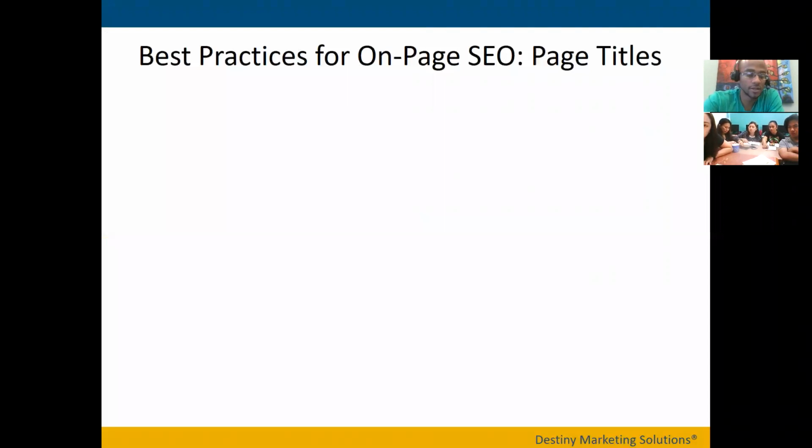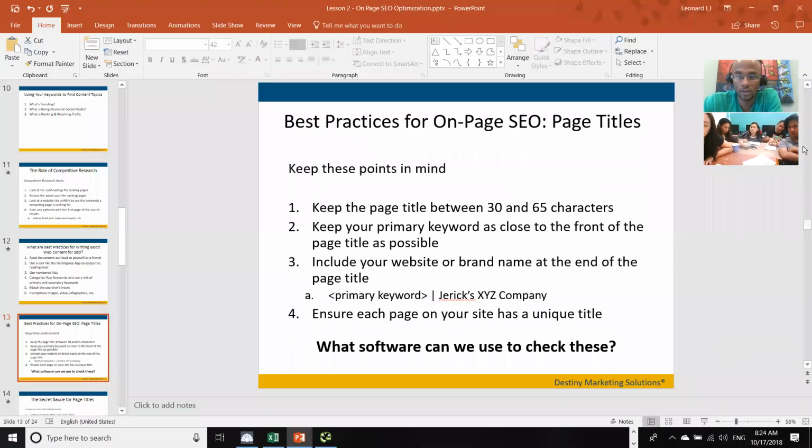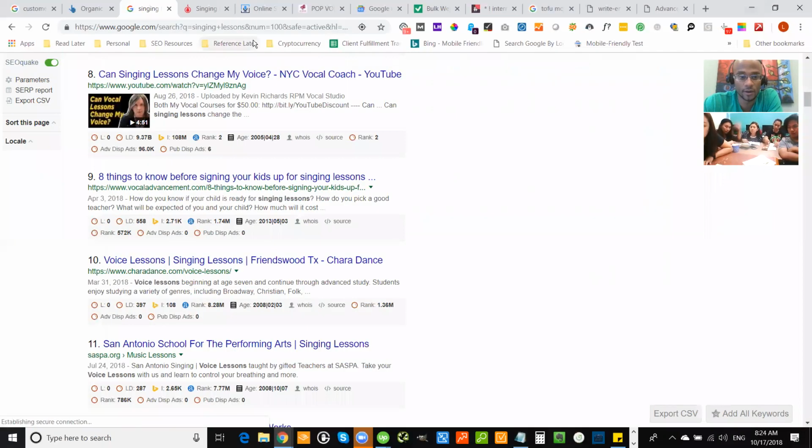Page titles, just so you know what we're talking about here, is this little box that popped up. The page title for that website is Singing Lessons, then the little pipe symbol, and then School of Rock. So that's going to be your page title.